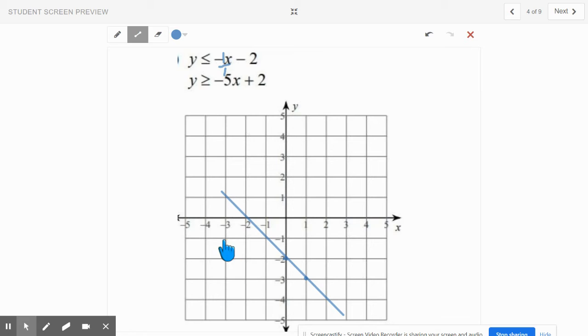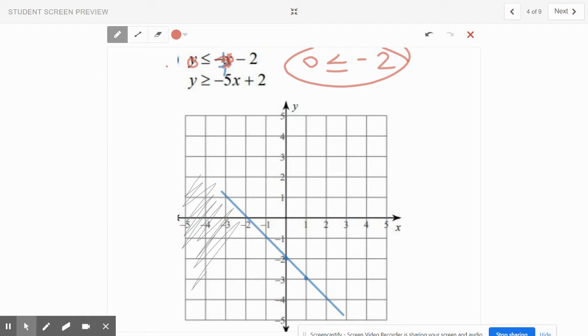All right, I'll make it smaller. And then let's go ahead and do the 0, 0. Again, we're going to plug in 0, 0 to see if it works. If it does work, obviously the shading is going to go this way. Let's see. Does 0, 0 work? Is 0 less than or equal to negative 1 times 0? That just becomes 0. Is 0 less than negative 2? No. 0 is greater than negative 2.